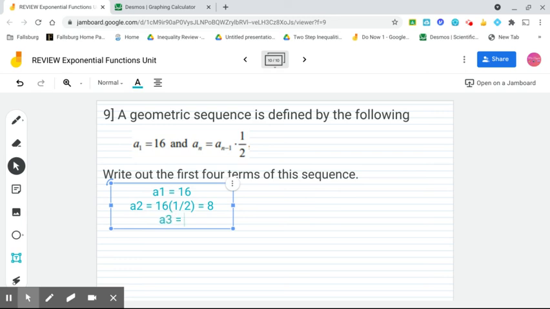A of 3, same thing. We're going to take the term from before, which was 8. And again, we're multiplying by 1/2. 1/2 of 8 is 4. And last, we take the term from before, which was 4, and we multiply by 1/2, which gives me 2. So the first 4 terms are 16, 8, 4, and 2. Remember, geometric sequence means you're multiplying by a number.